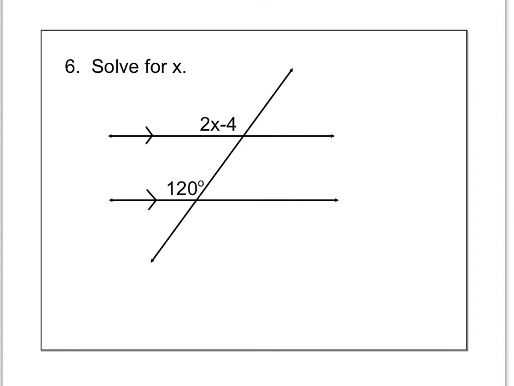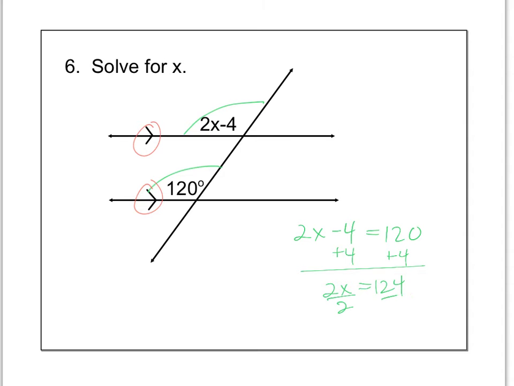Please pause the video and try number 6. So you might notice these two angles, they are corresponding to each other. And since the lines are parallel, because notice these little extra arrows, when that happens, the angles are congruent. And that means they're equal. So the 2x minus 4 will equal the 120. Add 4 to both sides. You get 2x equals 124. Divide by 2, and you get x equals 62.